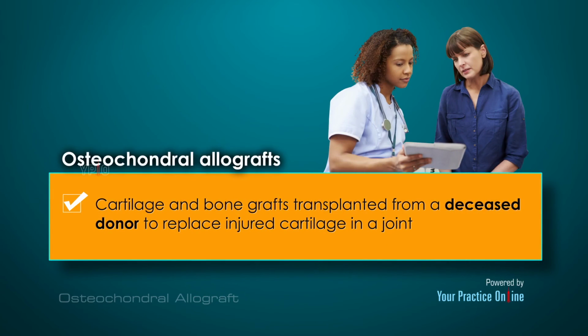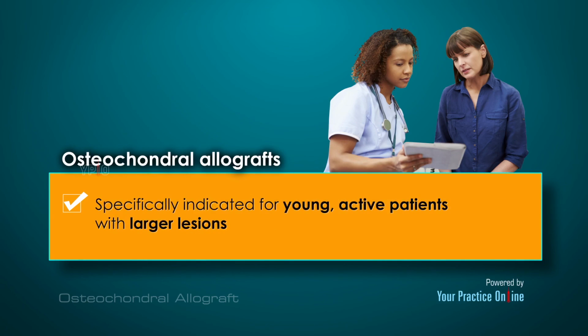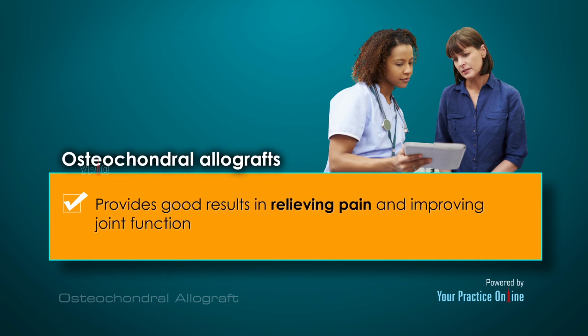Osteochondral allografts are cartilage and bone grafts transplanted from a deceased donor to replace injured cartilage in a joint. They are specifically indicated for young, active patients with larger lesions. The transplantation of osteochondral allografts provides good results in relieving pain and improving joint function.